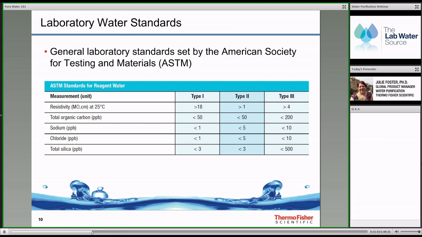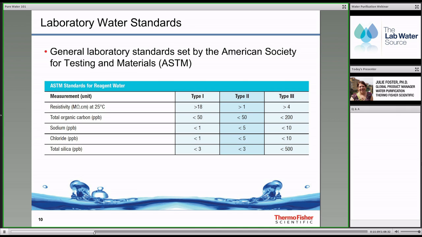So lab water standards, there are many of them out there, and in your lab you may pay attention to one over the other. If you're clinically geared in your applications, you may be looking at a different standard. But in general, this is the most widely used standard, and it really helps to create a universal language when we describe lab water. It's an American standard, but it's actually used internationally.